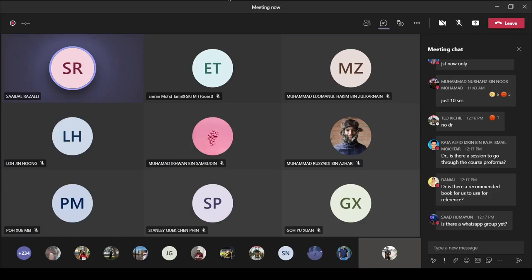No, there's no WhatsApp group yet, since I don't know how many students there are. I haven't had the figure from the faculty yet. There's no WhatsApp group, but anything we do in the spectrum, I will discuss with Puan Fazida whether it can be a WhatsApp group or maybe a Telegram. WhatsApp has a certain limitation on numbers. Maybe Telegram groups.